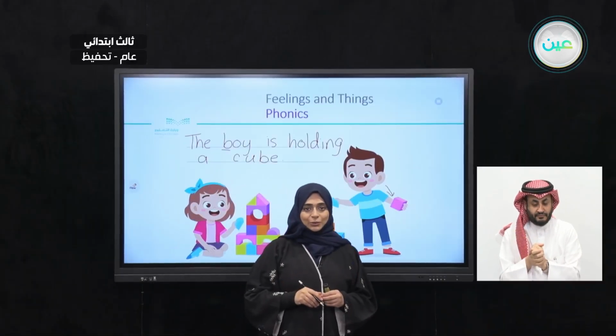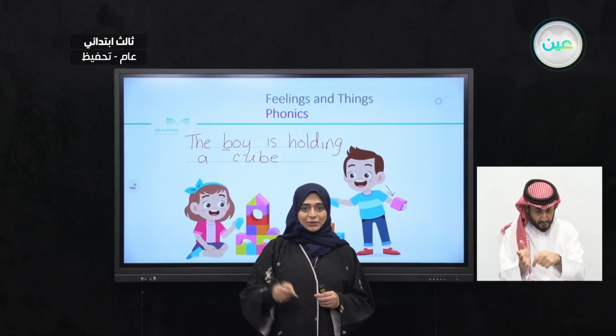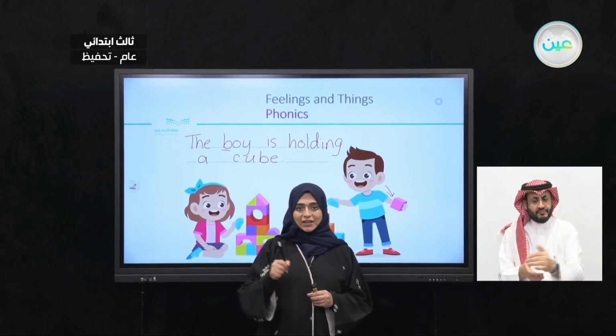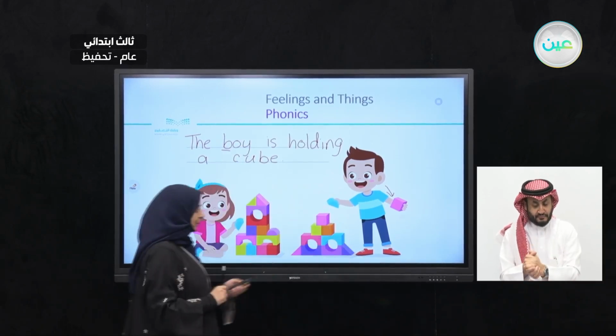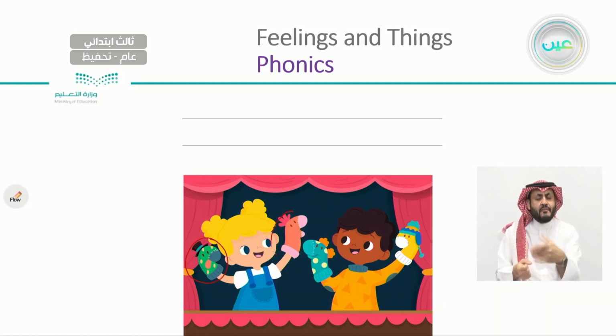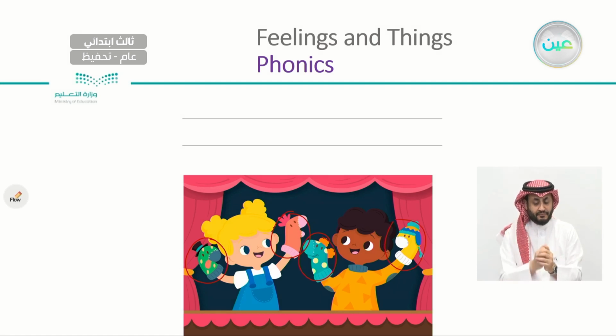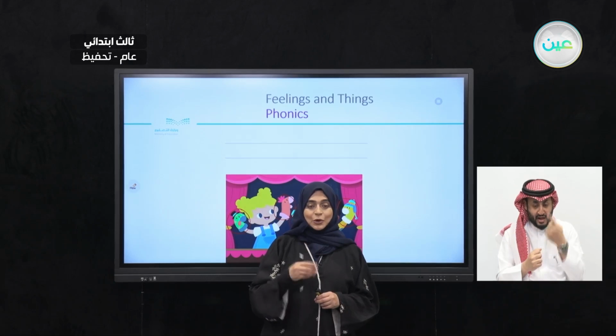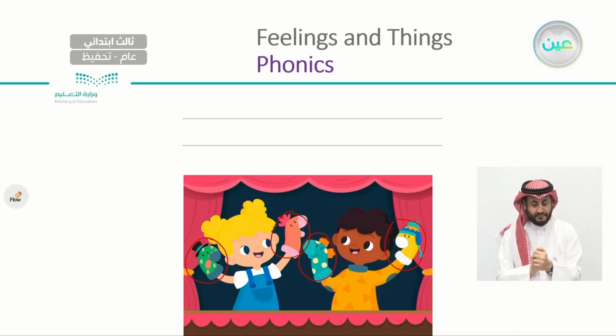Are you using your notebook? Come on, practice with me. The boy is holding a cube. And what do we see over here? Yes, these two kids are playing with how many puppets? 1, 2, 3, 4. So how many puppets do you see? I see 4 puppets.